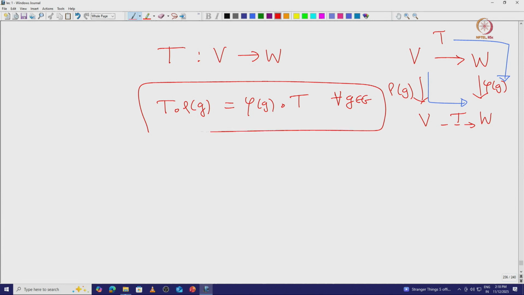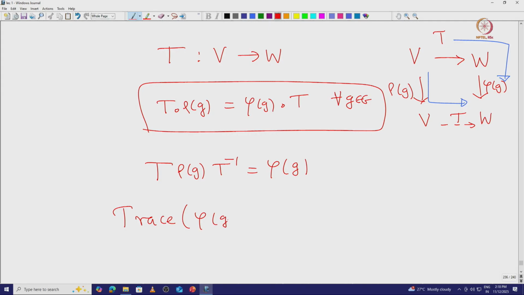So, now using this equality, since rho G and phi G are all invertible maps, this can be rewritten as follows. T rho G T inverse, again T is also an invertible map, is the same as phi G. That means if we take the trace of phi G, this is going to be equal to the trace of T rho G T inverse.